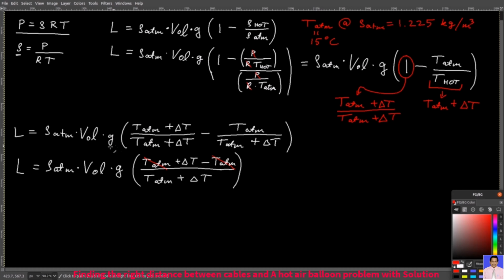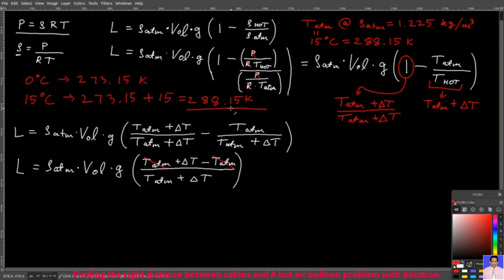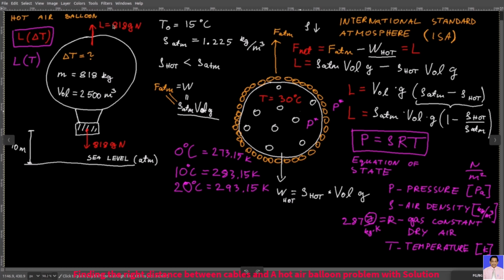Now remember that in this formula, your temperature had to be in Kelvin. So 15 degrees Celsius would be 288.15 Kelvin. Again, 0 degrees Celsius, that's this amount of Kelvin, and if you have 15 degrees Celsius, then you simply take this number, add 15 to it, and there you go, 288.15 Kelvin. And so now what I will do, I will take this lift force and equate it to 818 G, because that's the force of gravity that I needed here.